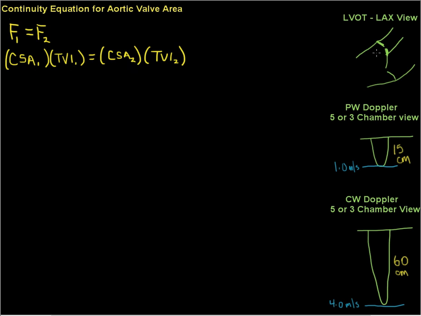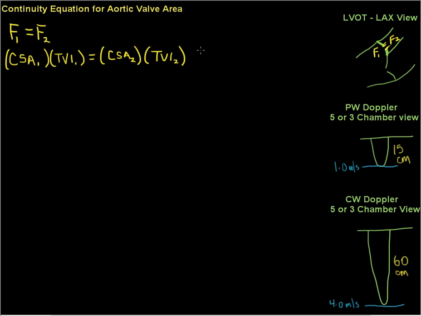Now looking over here to the right, the components that we're talking about is flow in the LVOT. So flow in the LVOT is flow 1, and flow through this narrowed aortic valve is flow 2. Whatever the flow is going through the LVOT has to equal the flow through the narrowed aortic valve.